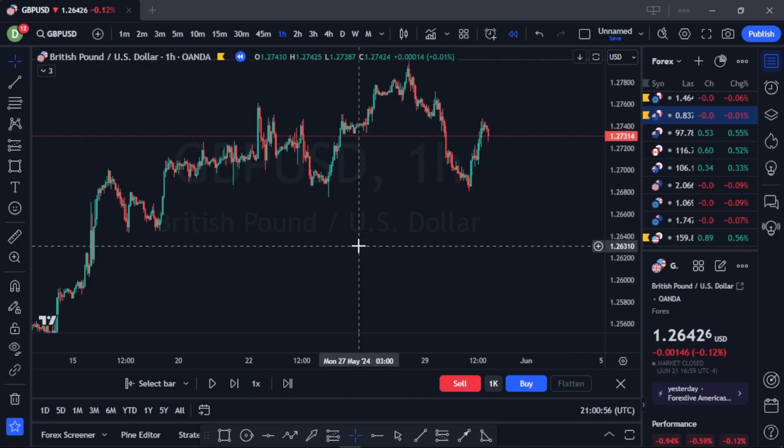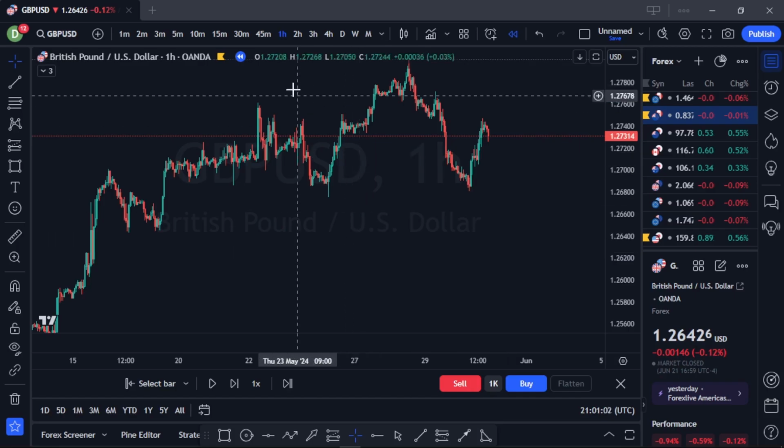Now when it comes to identifying supply and demand levels, the first thing is to pick out your time frame. I'm someone who looks for my entry most of the time on the 15-minute time frame, so I will be identifying my supply and demand levels on the 1 hour time frame. Now take a look at this market right now.